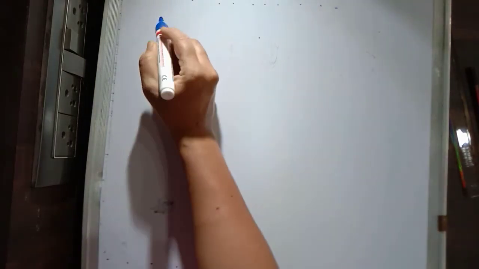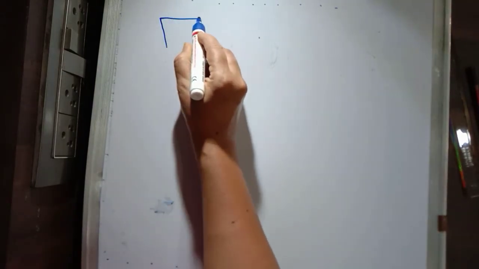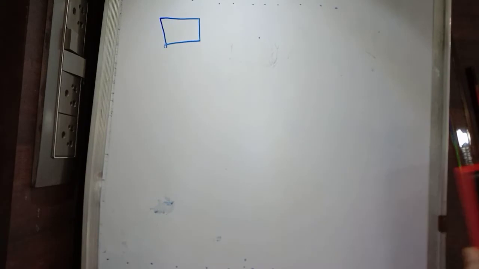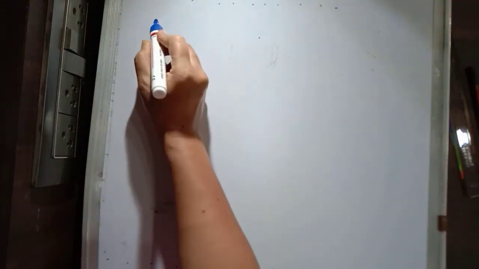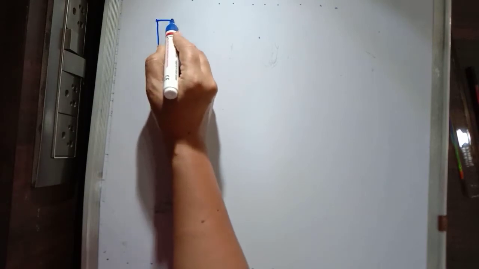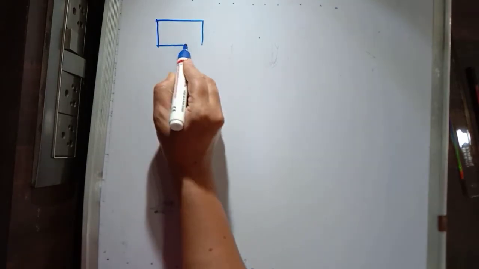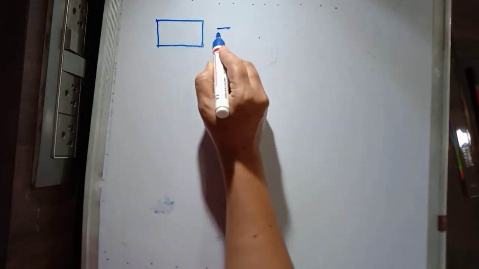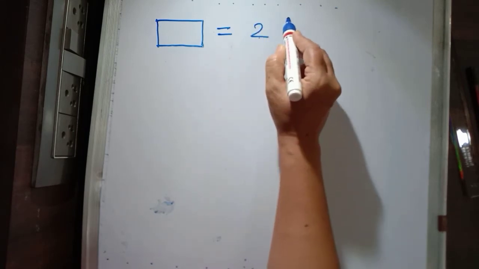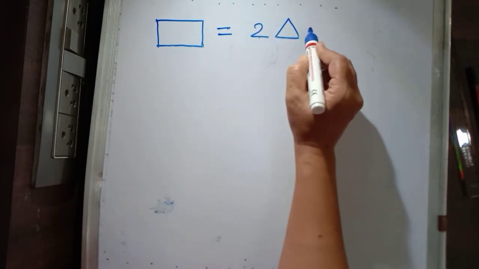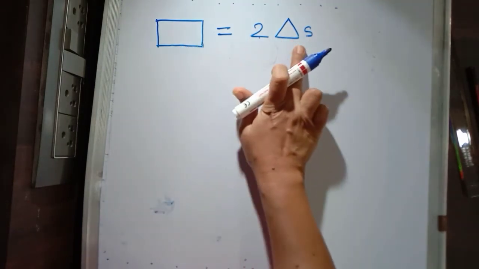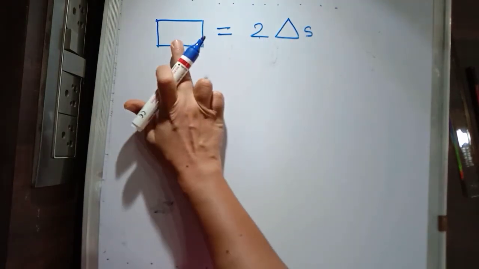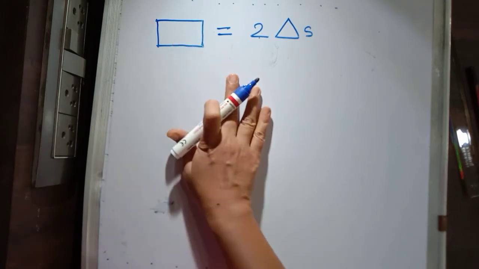What we had is a rectangle, sorry, one rectangle, which is now divided into two equal triangles. Just now we have seen. So these two triangles together make one rectangle. Up till here this is clear.